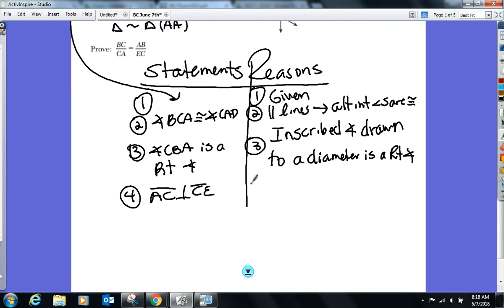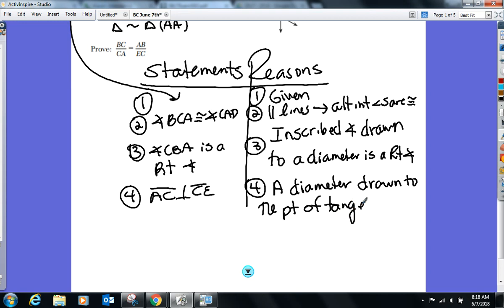I want to make sure you guys get the wording correct so you don't get silly points off. A diameter, you could also substitute in what word instead of diameter? Radius instead. A diameter drawn to, not a tangent. You don't say a diameter drawn to a tangent. Diameter drawn to the point of tangency is perpendicular to the tangent.